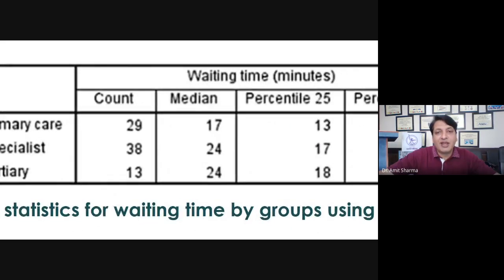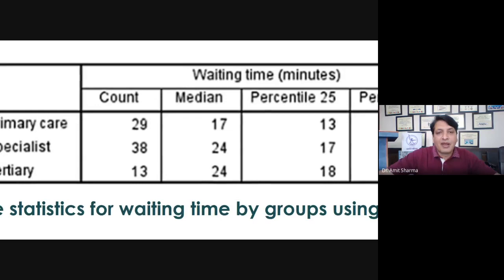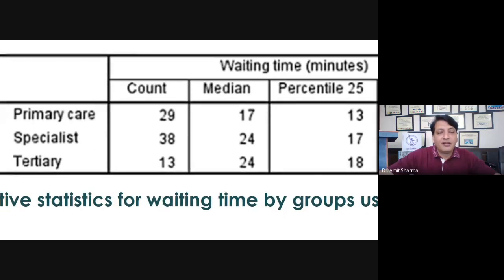And this is the waiting time of primary care 17, and specialist is 24, and tertiary is also 24. And here you can see that waiting time for specialist and tertiary was found similar, but there is a difference in the waiting time in the primary care. So maybe two departments will have the same waiting time in minutes, but there is a difference in the primary care. So because of this reason we got here the value 17.